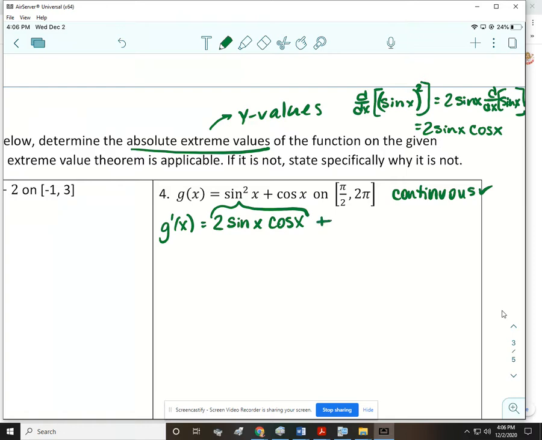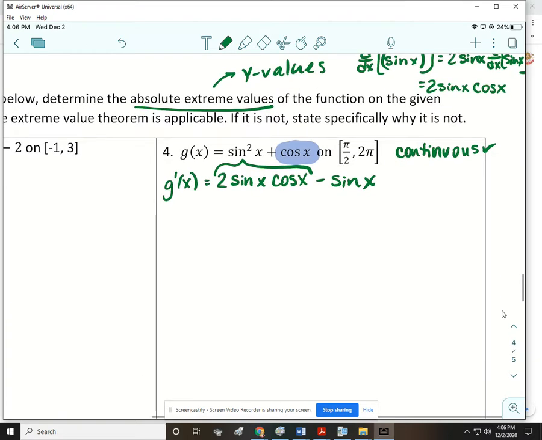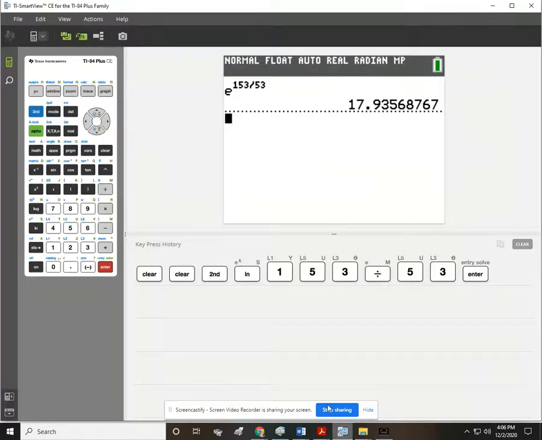All right, and then we have plus, and then we have to find the derivative of cosine of x. And the derivative of cosine of x is negative sine of x. So I change that plus to a minus sine of x. All right. And then if we want to find our critical numbers, we want to find when this is equal to 0. Now, we could do this by hand, where we factor out a sine of x and then solve the two equations. But I'm just going to remind you how to do it in the calculator.